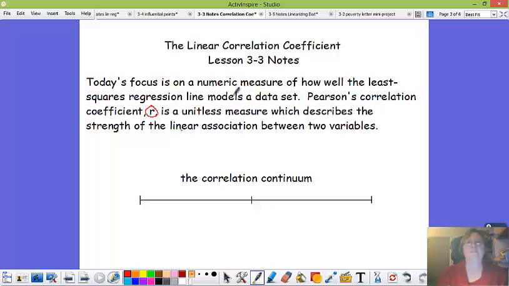And what that is, it's a unitless measure that tells how strong the correlation between two variables is. It's on a continuum, folks, with the smallest value possible being -1, the highest possible value being 1, and right in the middle, of course, 0, which would mean that there's no association or no correlation. A -1 represents a strong negative correlation or a strong negative linear relationship.